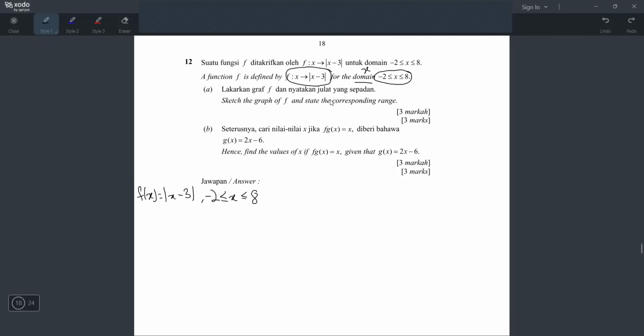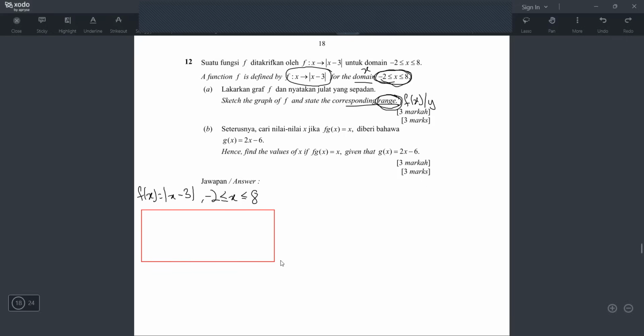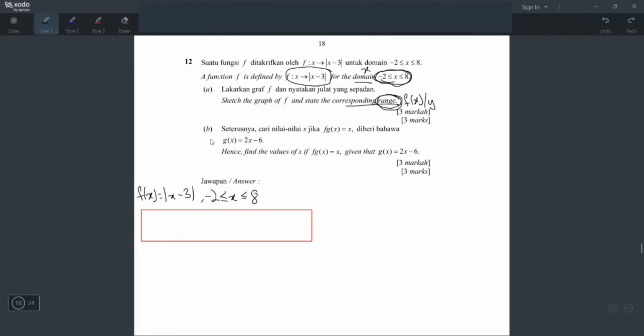And then they say sketch the graph and state the range. If they want us to state the range, it means they want you to write the range for the y-axis, or f(x). This domain is for left-right, but the one I have to write later is the range for up-down. But now let's sketch first. Let's not worry about the range part first. When we sketch, we have to find some points, and usually we will draw a table so that every point I can put in the table nicely.